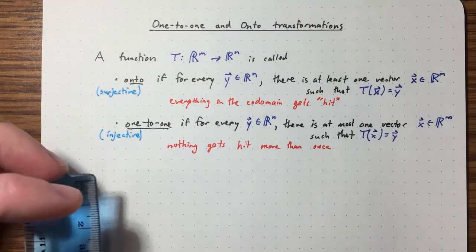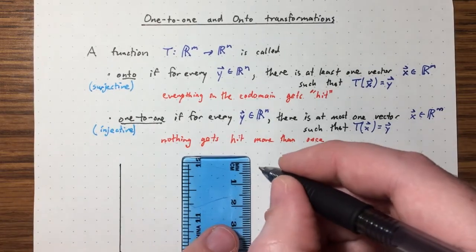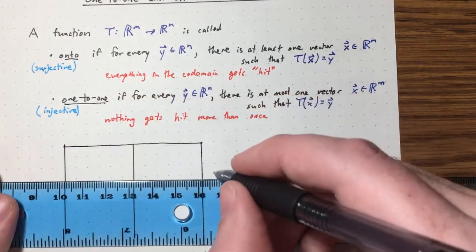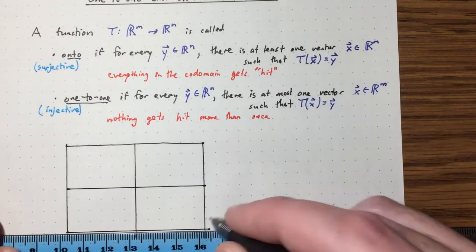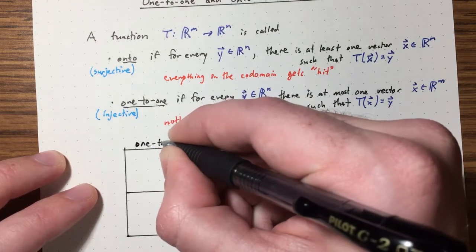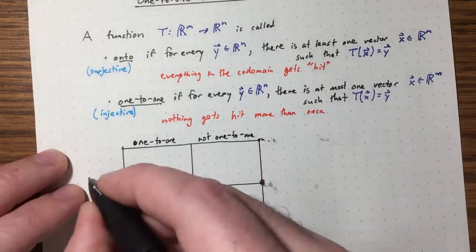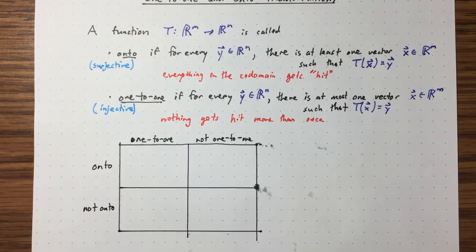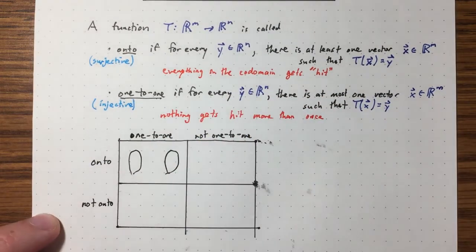So let's draw some pictures of onto or one-to-one functions. So maybe let's draw a little grid here. And we're going to try to draw every combination of these two properties. Okay, we're going to see that it's possible actually to get any combination. So here we'll have one to one, and over here we'll have not one to one. And over here we'll have onto, and down here we'll have not onto. Okay, so can we draw every single one of these situations? Well, let's try it. So, what would it look like if I was onto and one to one?